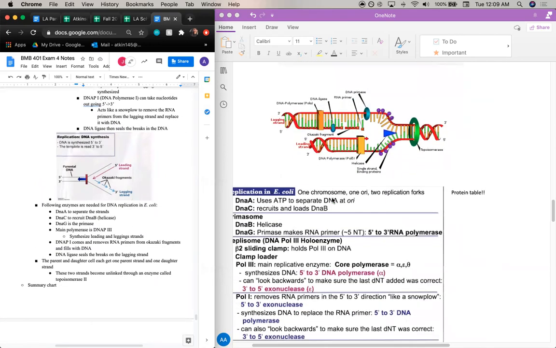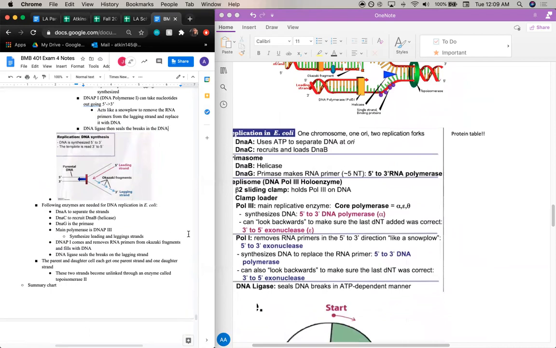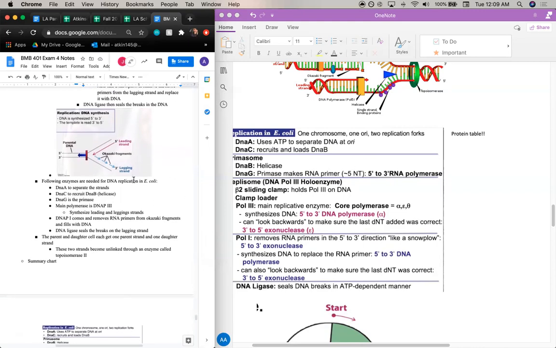So after that, we kind of do a little bit of summary. You need the following for DNA replication. DNA A uses ATP to separate DNA at the origin of replication. DNA C recruits DNA B. DNA G is that primase, so it lays down the RNA primers. Our main synthesizing polymerase is going to be DNA polymerase 3. It synthesizes both the leading and the lagging strand. DNA polymerase 1 comes and removes those RNA primers from the Okazaki fragments and fills with DNA.